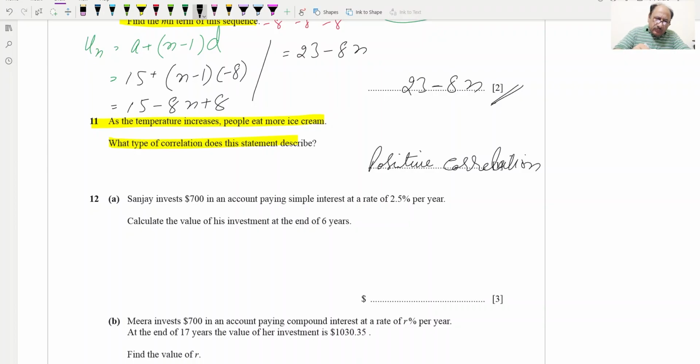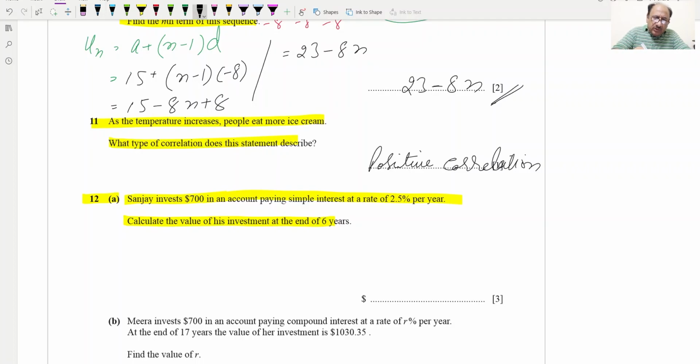Then this is 1 mark part. Question number 12, A part: Sanjay invests 700 in an account paying simple interest at a rate of 2.5% per year. Calculate the value of his investment at the end of 6 years.